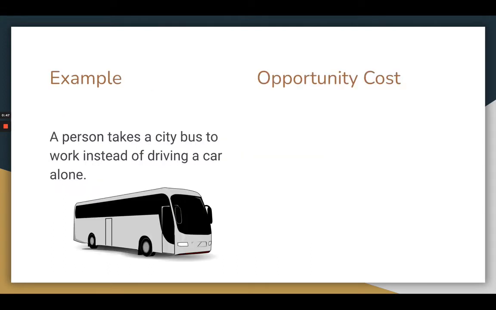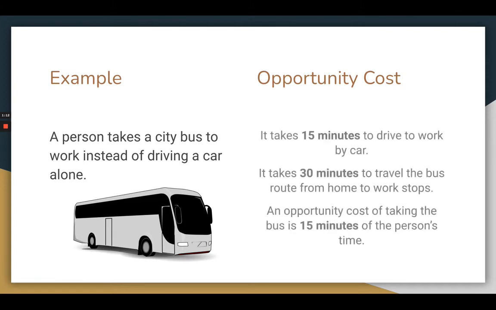In this first example, a person takes a city bus to work instead of driving a car alone. So unpacking the two decisions here, a person can take a city bus to work, or a person can drive a car alone to work. What's the opportunity cost? Well, one opportunity cost is if we look at some of the decisions that could be made here. It takes 15 minutes to drive to work by car. It takes 30 minutes to travel the bus route from home to work stops.